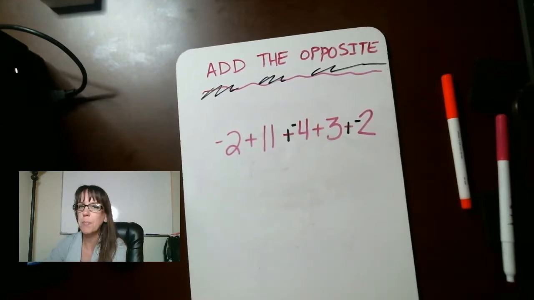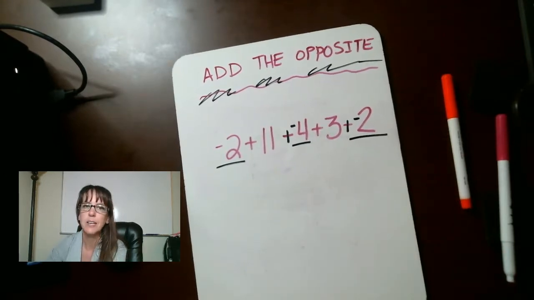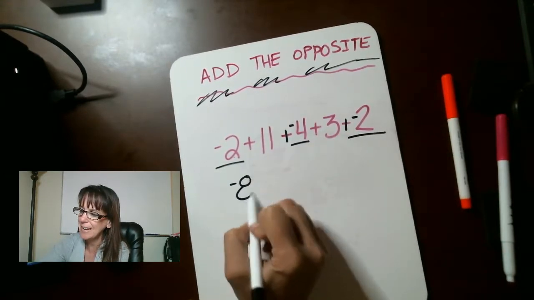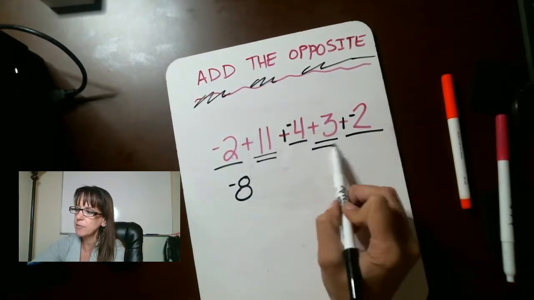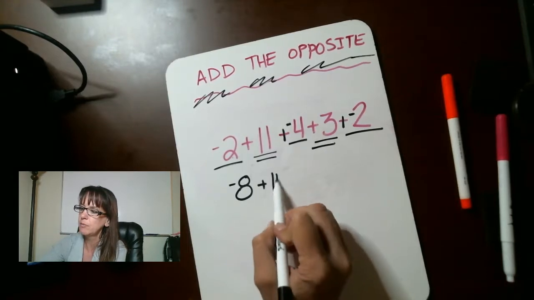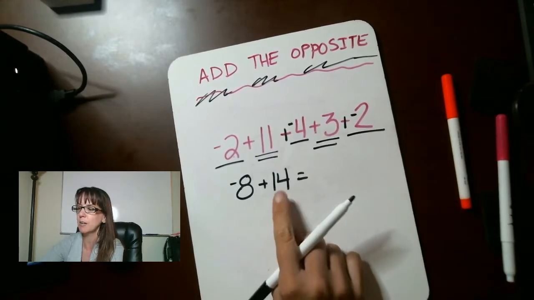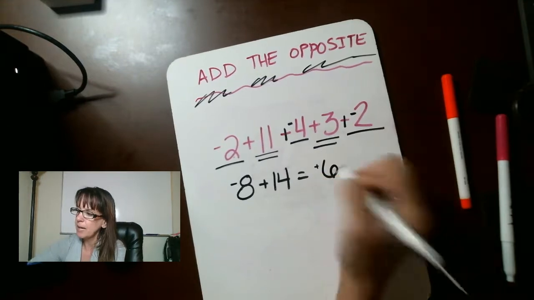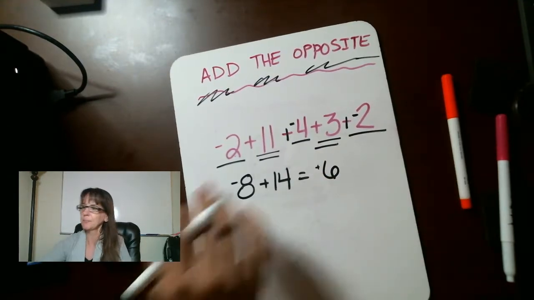All right, let's gather up all our teams. We have -2, -4, -2. That team is 2 and 2 is 4 plus 4 more, -8. That team has 8 players. On our positive team, we have 11 and we have 3 for a total of 14. All right, looking at this, which team is larger? It looks like our positive team is larger. So we know the answer is gonna be positive, and it is larger by 6. There are 6 more players on that team, okay?